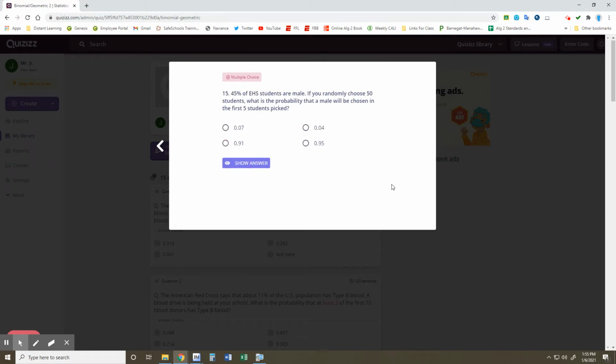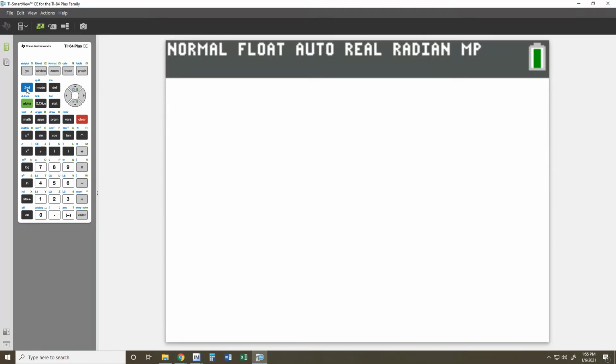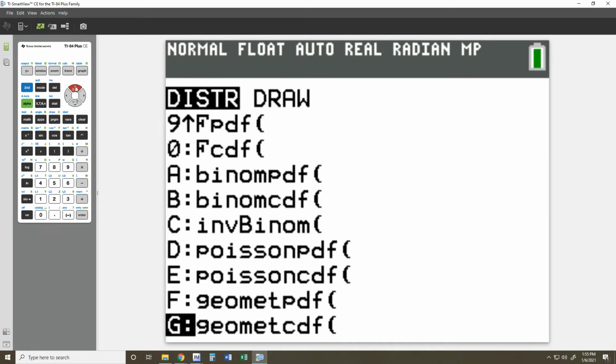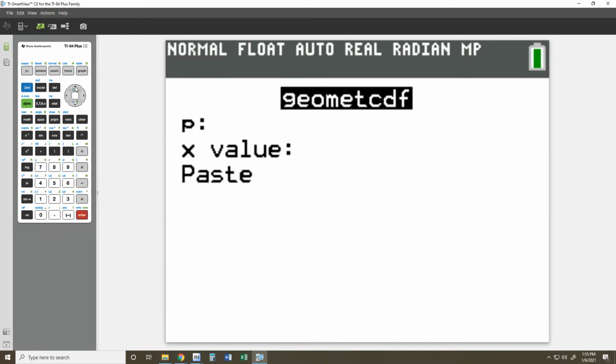Finally, number 15, 45% of some high school students are male. If you randomly choose 50 students, what is the probability that a male will be chosen in the first 5 students picked? Well, he could be picked first, second, third, fourth, or fifth. Now, they're looking to get a male in the first 5 students. This sounds like a geometric. You're looking to get that first success. But since it's within the first 5, it's a geometric CDF.